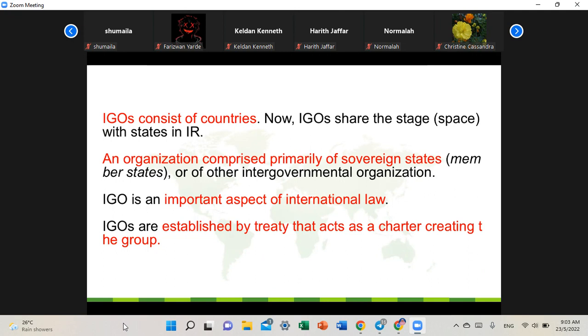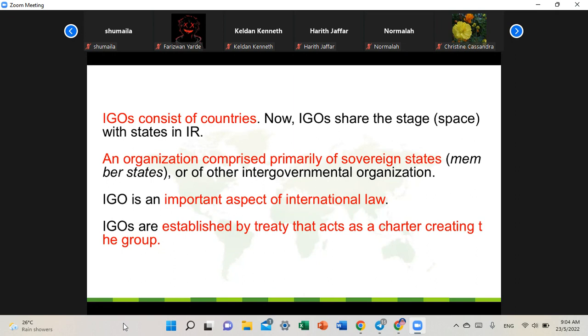In some cases, when conflict arises, the United Nations deploys a peacekeeping mission. That's another example of how an IGO shares the stage with states in IR. An IGO is an organization comprised primarily of sovereign states, member states, or other intergovernmental organizations. One of the sources of state recognition, not government recognition, is membership in an international organization. If you look at the ASEAN Charter, for instance, you must be a sovereign state before your application for membership can be considered. If you are not a sovereign state, you do not stand any chance of being admitted as a member of ASEAN.